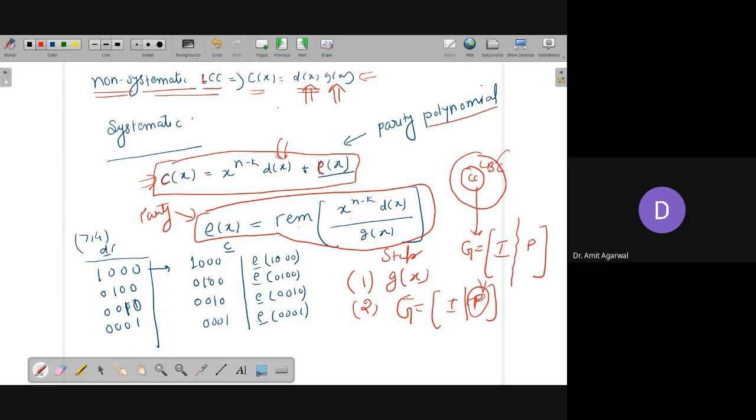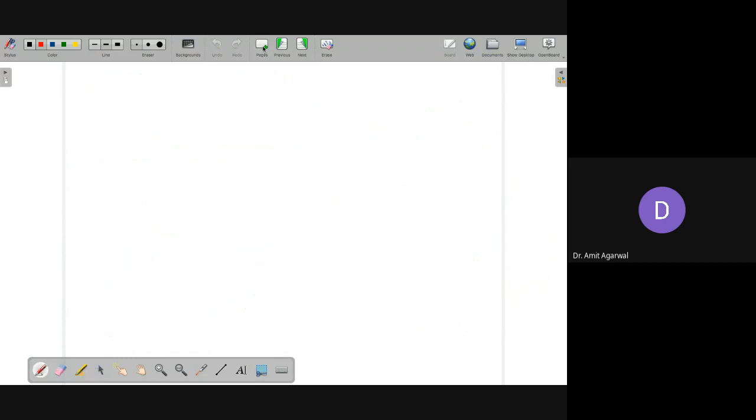I discussed in the last class that we find the first row of this parity matrix by putting dx equal to 1000 if we have a (7,4) code. So let's discuss this concept once more because this is an important concept.